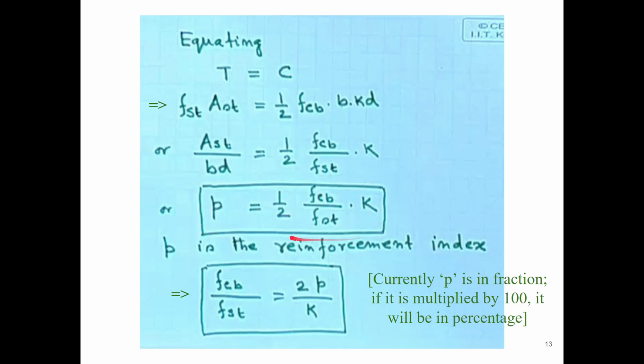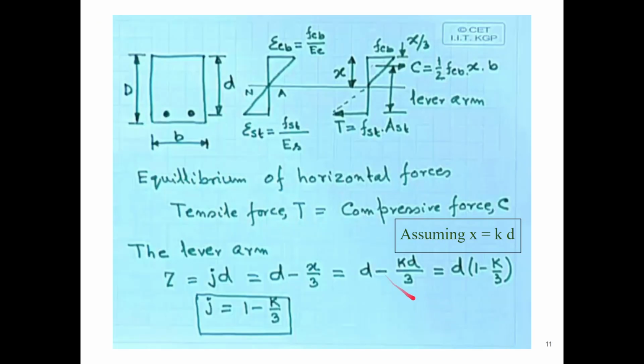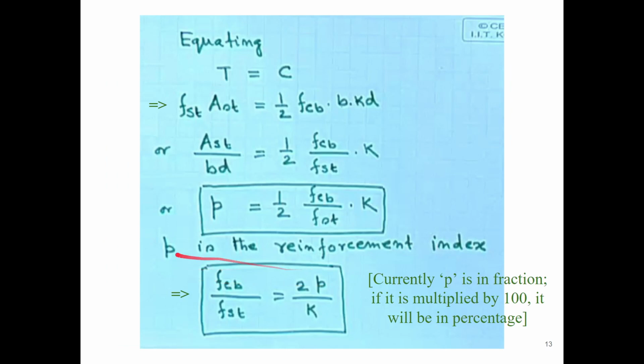P is also called the reinforcement index. So the percentage of steel is basically the reinforcement index. If we solve further, we will find that fck by fst is the ratio of the bending stress in compression of concrete to the strength of steel.